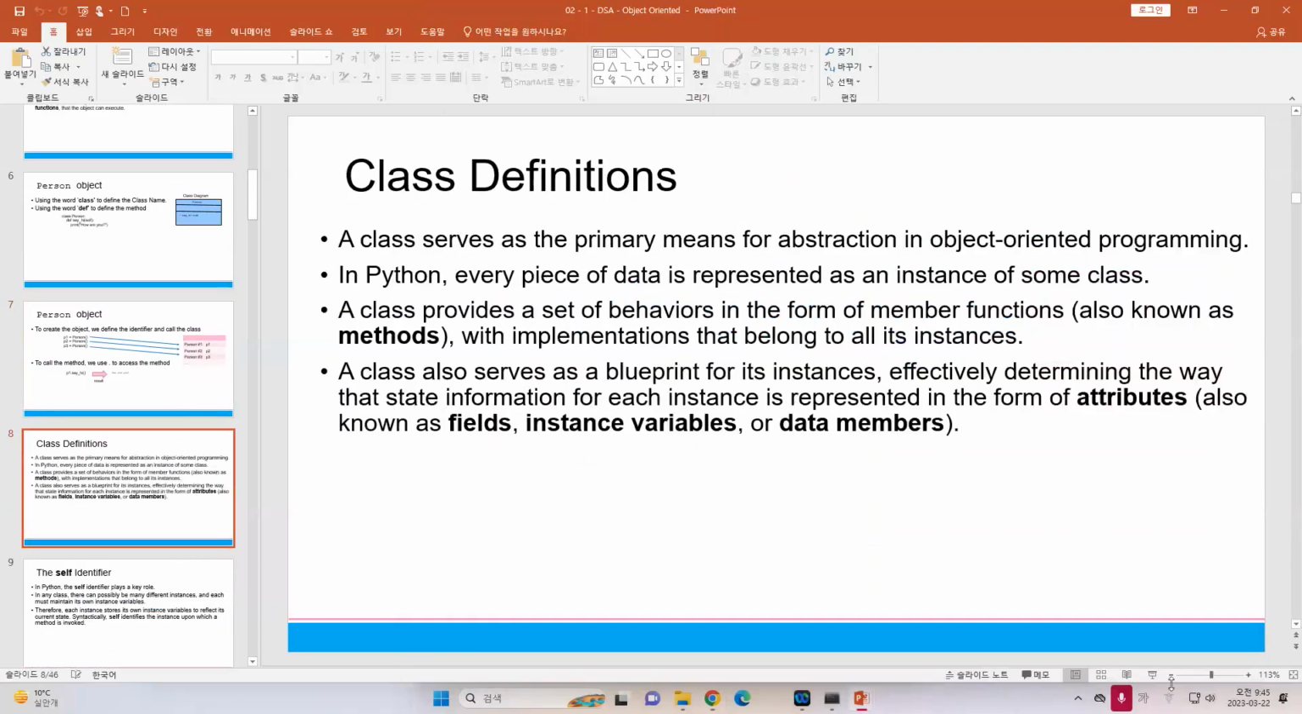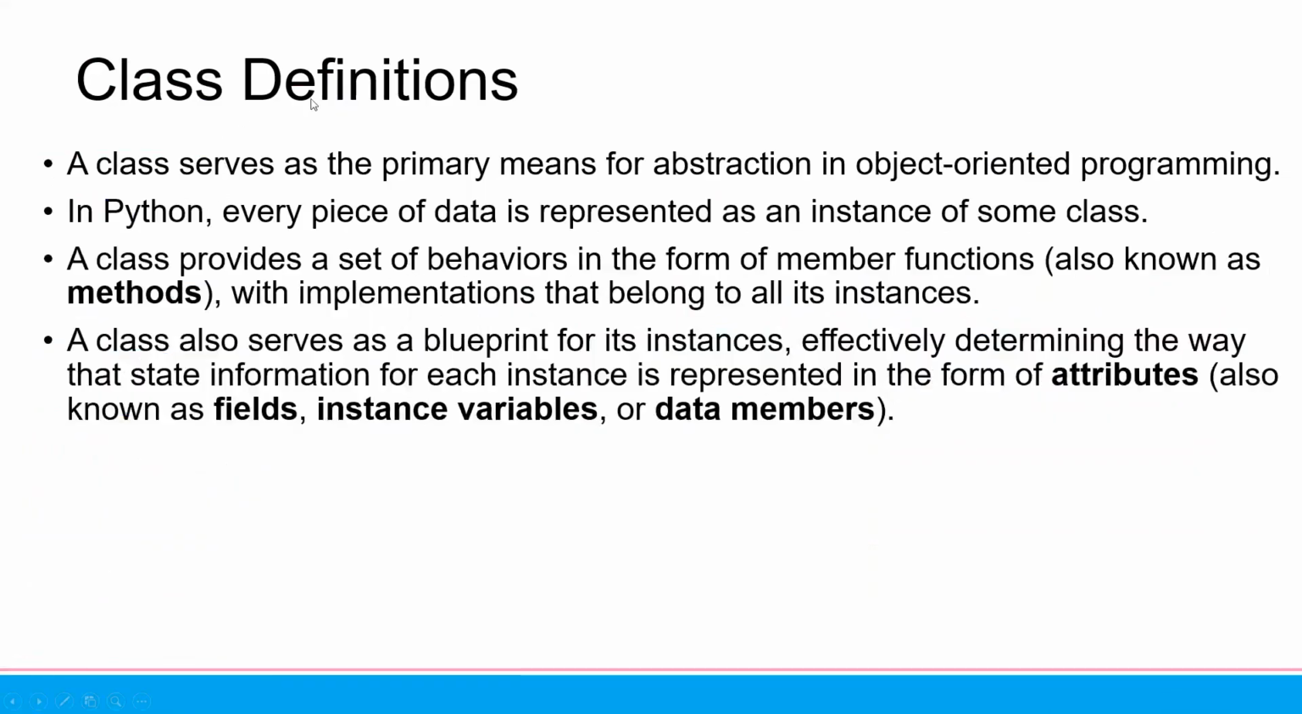So in the class definition, the class serves as the primary means for abstraction in object-oriented programming. We can say this is the basic thing for data structures. During this class, you will see a lot of class definitions. I hope that by the end of the semester, when you do the final team project, you will make your own class. That's the goal of the team project.